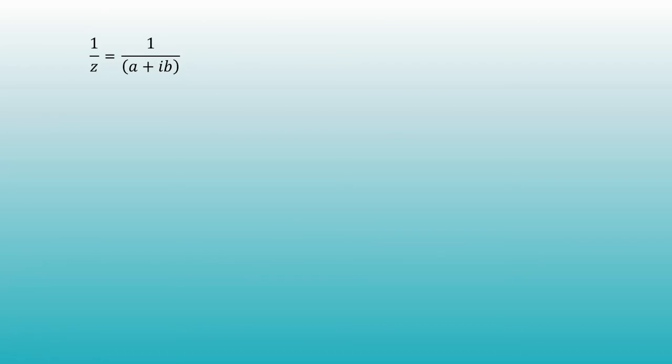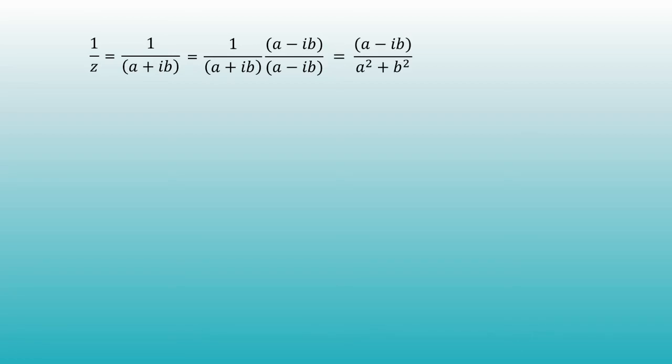Let's apply this trick. We start with our definition of 1 over z, and then we multiply it by 1 in the form of a minus ib over itself. The numerator is a minus ib. The denominator, thanks to our trick, is a squared plus b squared, which is a real number. Thus, we have successfully removed i from the denominator. What we have left is this.